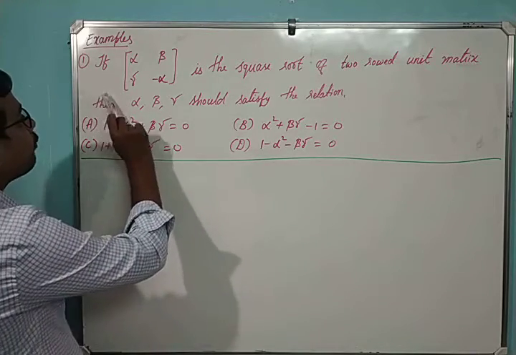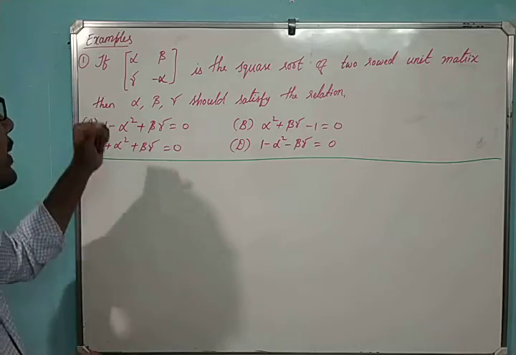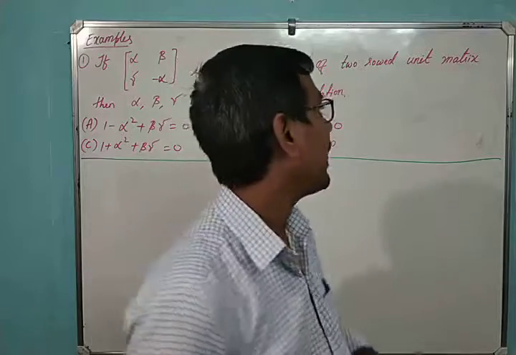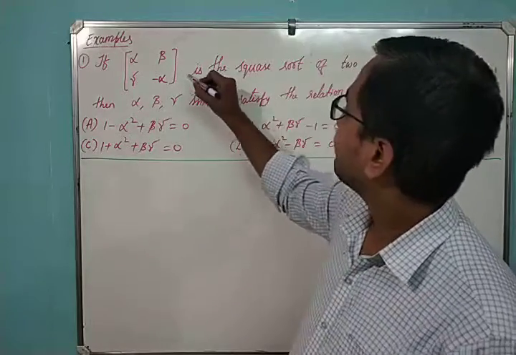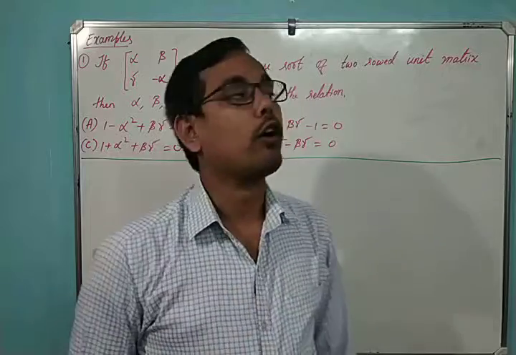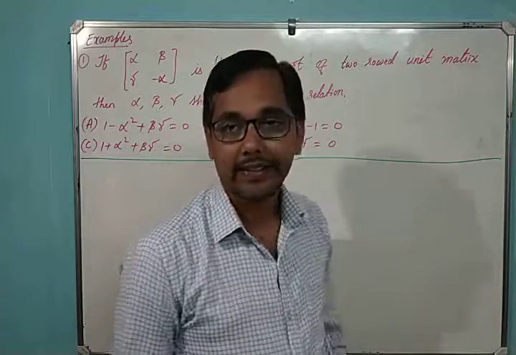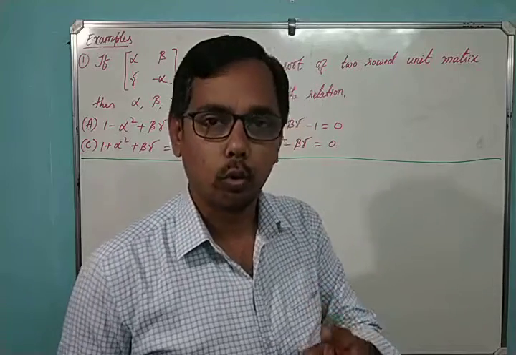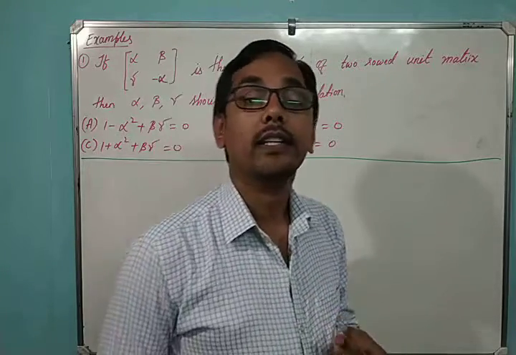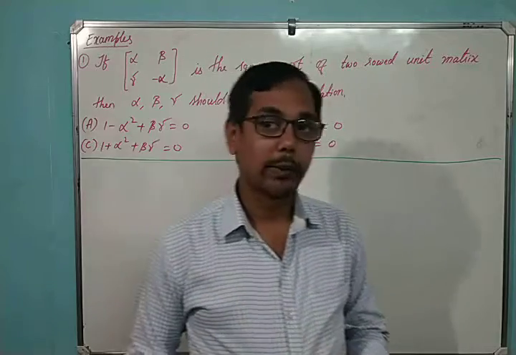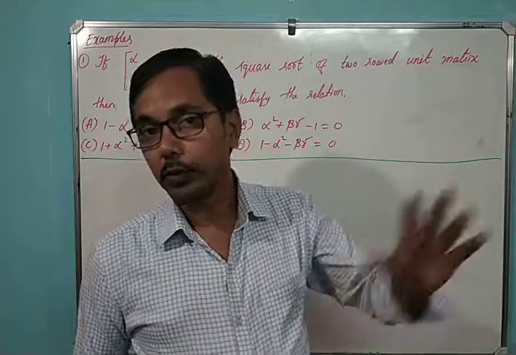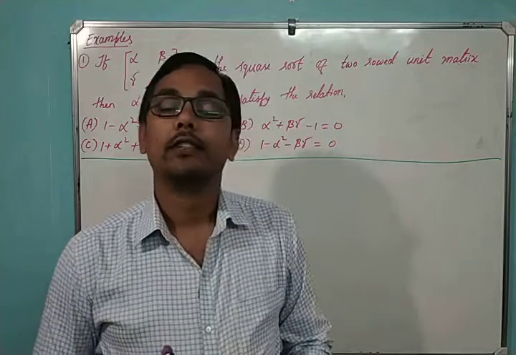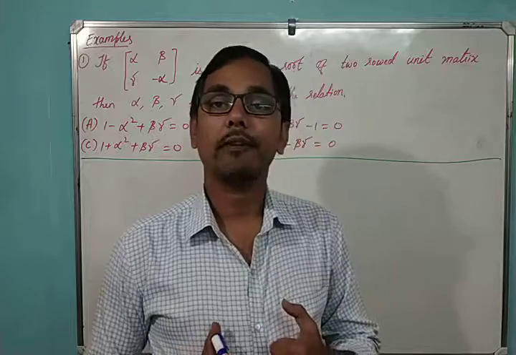Okay, so what is this problem? If alpha, beta, gamma and minus alpha is the square root of the two-row unit matrix. So they are telling that this given matrix is a square root of the two-row unit matrix. So what is a two-row unit matrix? Any unit matrix which is having two rows. And we all know that a unit matrix is a square matrix. So if our unit matrix is having two rows, then definitely it should have two columns. So two rows, two columns, that is our unit matrix.